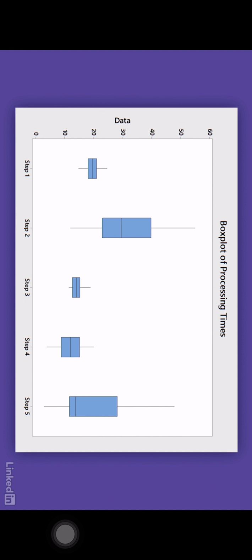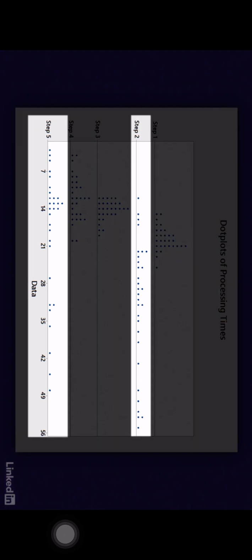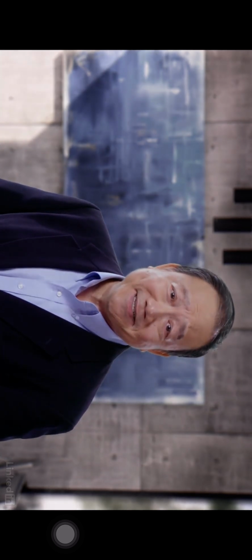For example, processing times. Let's say in a process with 5 steps, the processing times of steps 2 and 5 are high and they have the most variation. So, focus on those 2 steps. So, that's an overview of the measure phase. You can now measure the Y in Y equals f of X and understand just how long and inconsistent the processing times are.